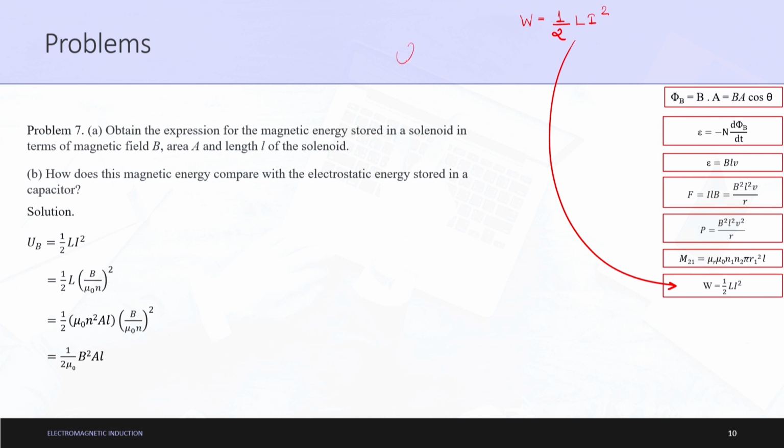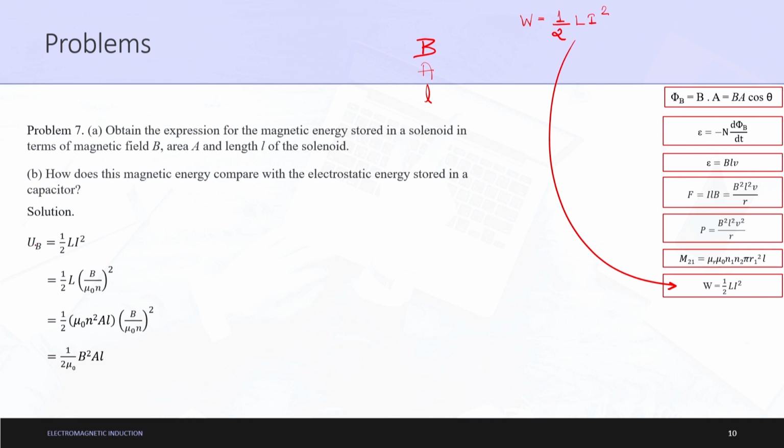What is a solenoid? It is a coil with many turns. So, that is a solenoid, stored in a solenoid in terms of magnetic field B. You have to use the terms magnetic field B, then the area A and the length L. So, in terms of these three terms we need to calculate the expression for magnetic energy. First, let us calculate this value only. So, please look over the solution here.